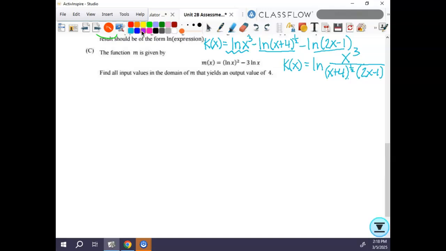It says, find all input values. So we're looking at m here, right? Input. So in this case, my input is x. In the domain of m that yields an output, in this case, my output is m of x, output value of 4. So basically, it's telling me m of x equals 4. So I'm going to take natural log of x squared minus 3 times the natural log of x equals 4.